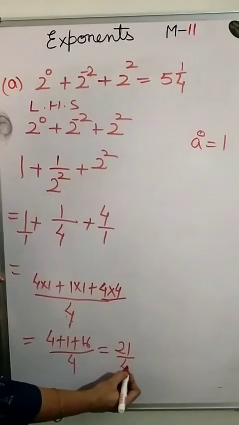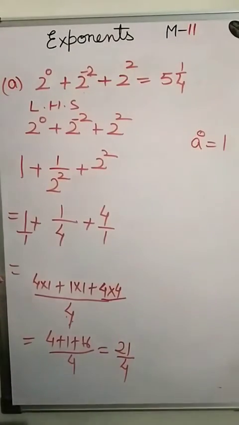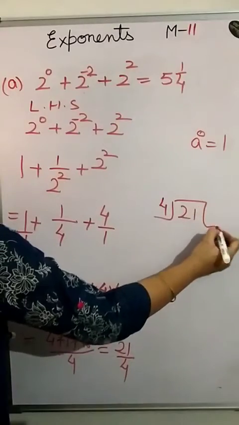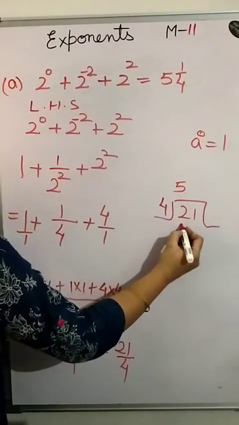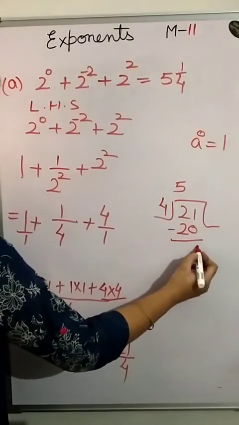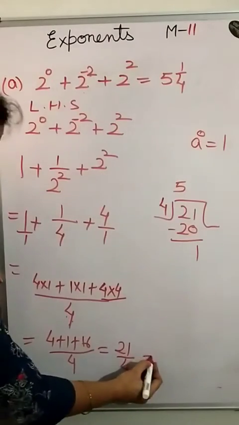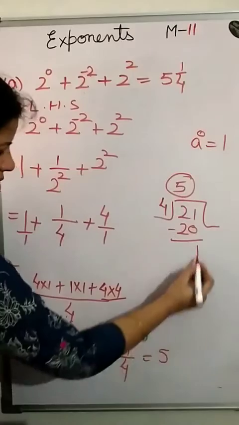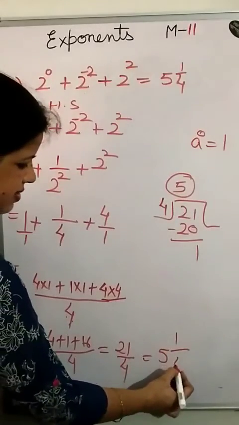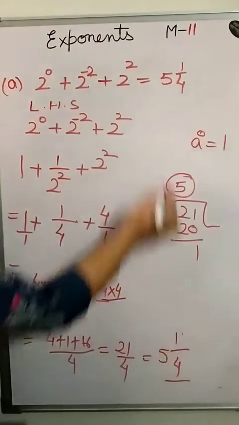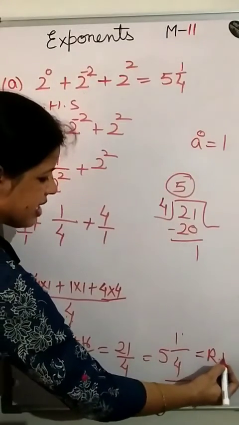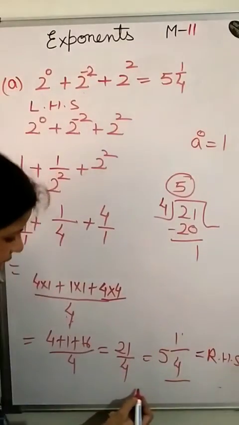21 upon 4. Convert this into a mixed fraction. You know how to convert this one into a mixed fraction. Divide them. 4 5s are 20 and when we subtract them, 1 is there. So what we do there? 5 we write down in the middle and 1 is to be written down here and it is 4. So the answer is 5 1 by 4 and it is the same answer which is on our right hand side. So we can say hence proved.